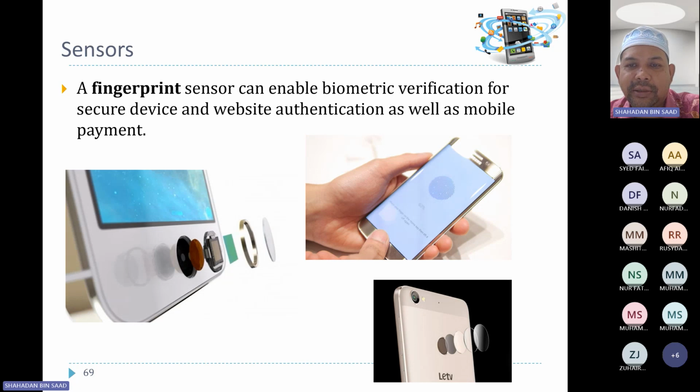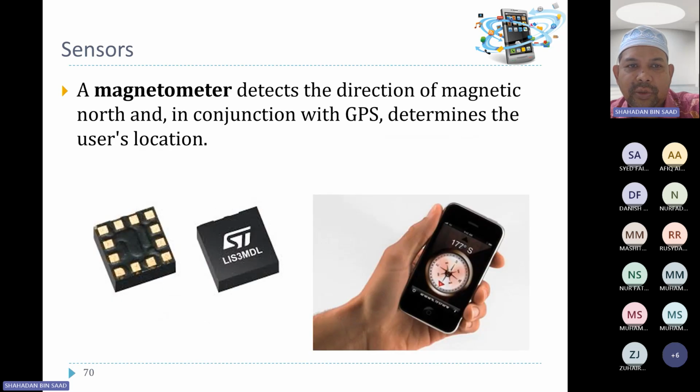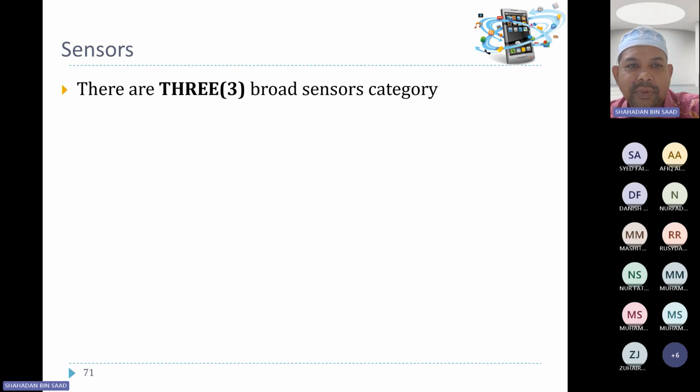And then kita ada fingerprint. Fingerprint yang latest ada dekat belakang, tepi, depan semua ada sekarang ni. Fingerprint sensor can enable biometric verification for secure device and website authentication as well as mobile payment. Magnetometer, ada magnet pula kan. Detect the direction of magnetic north and, in conjunction with GPS, determine the user's location. Senang nak tengok arah kiblat.